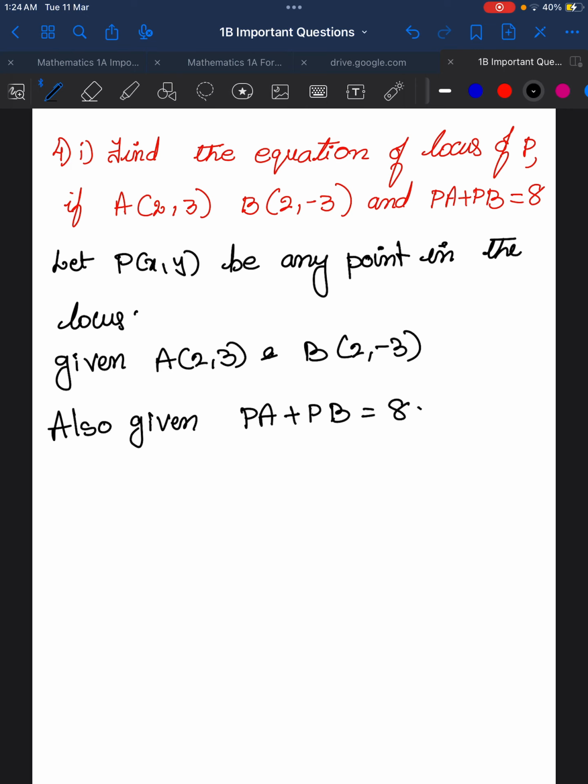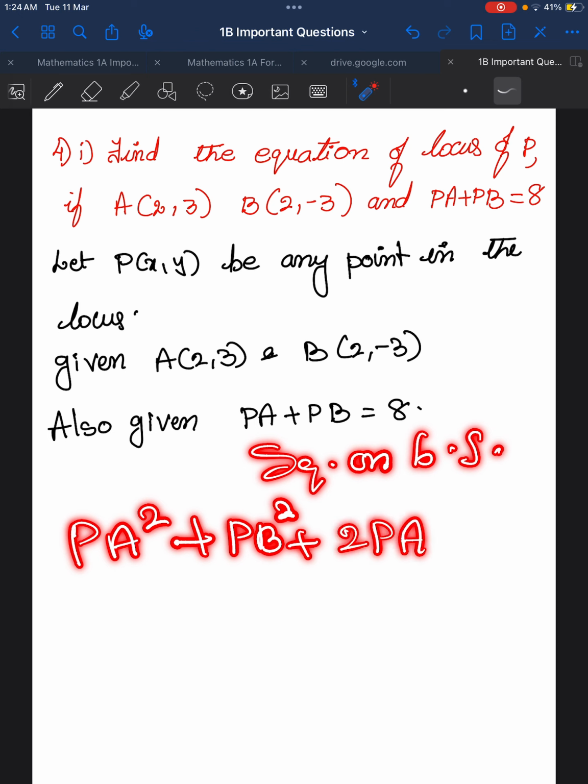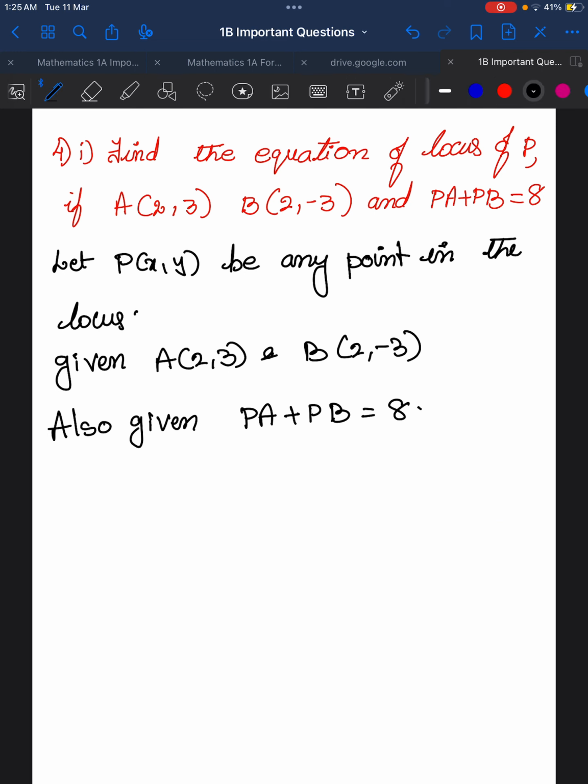Listen carefully. If you do squaring on both sides, why? Because in the distance formula we are getting square roots. If we don't want those square roots, automatically we have to do squaring on both sides. If I do directly squaring on both sides, PA square, the distance formula square root will be removed. PB square, the distance formula square root will be removed. But you are getting a bigger term, 2 times PA into PB. This is a tough thing to calculate. That's why for such problems, whenever they give PA and PB as a sum or difference, immediately what you have to do is PA can be written as 8 minus PB. Okay, this is a must and should step. You must remember here. After getting this, you do squaring on both sides.